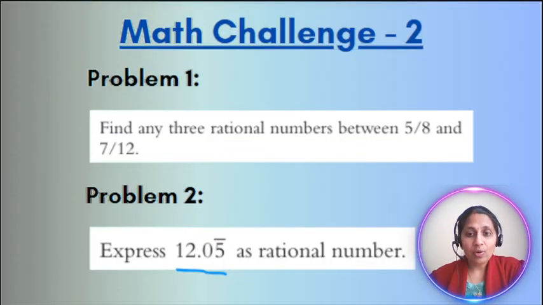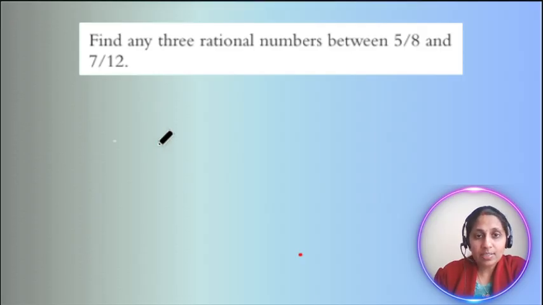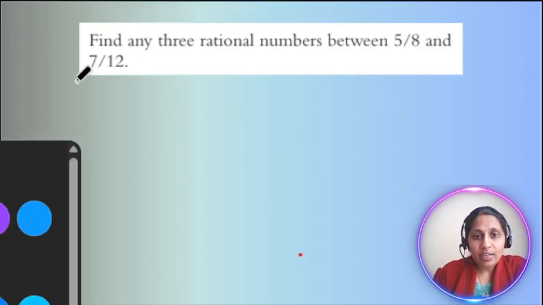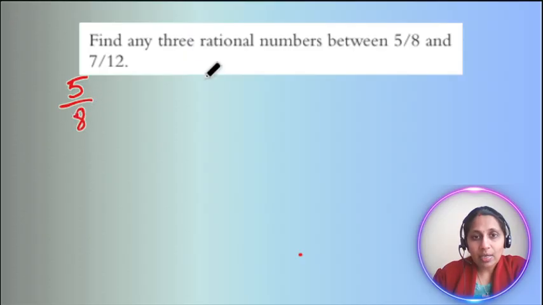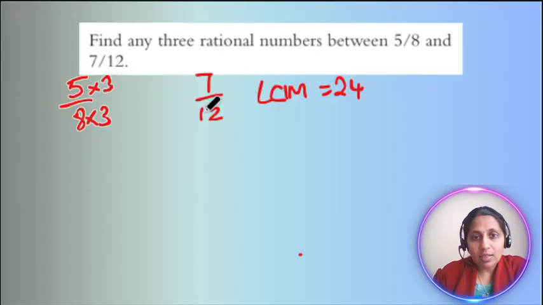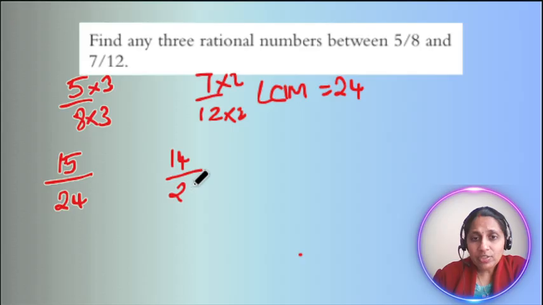The first question is all about inserting rational numbers between 5 by 8 and 7 by 12. So let's take the two numbers 5 by 8 and 7 by 12. As you all know, the LCM of 8 and 12 is 24. So let's begin by multiplying this with 3 and this with 2. As you can see, you get 15 by 24 and 14 by 24, which are two consecutive fractions. So we can't get three rational numbers between these two.